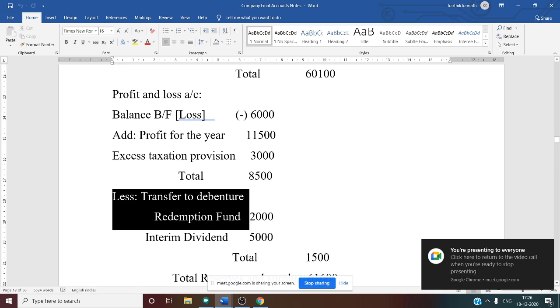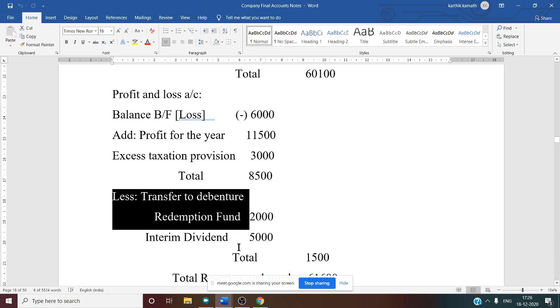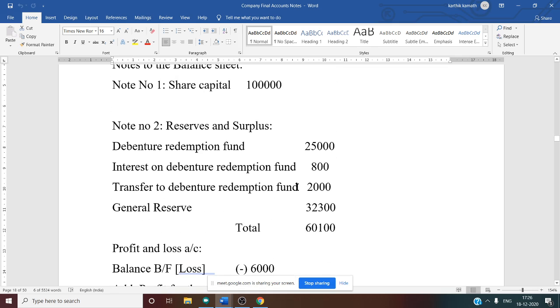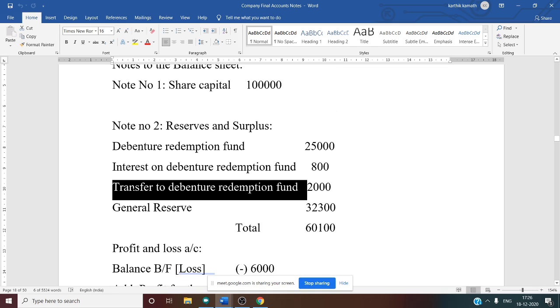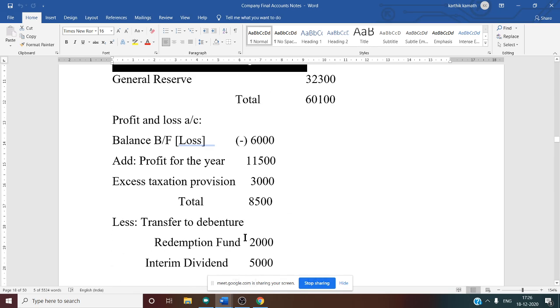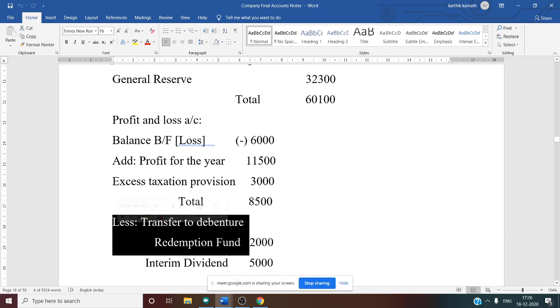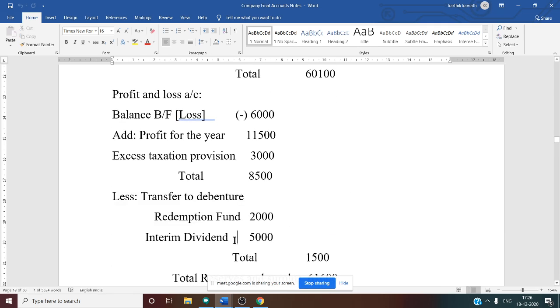First one, transfer to debenture redemption fund, that is balance sheet in the trial balance adjustment item. So it has to appear twice. See this. Now transfer to debenture redemption fund, here we have added, where we have added above in the same working note under reserve we have added. Now from profit and loss account we have to deduct this information. Transfer to debenture redemption fund 2,000. Then interim dividend given in the trial balance you have to deduct 5,000. So now final total of profit and loss account, that is 8,500 minus 2,000 minus 5,000, that is 1,500.